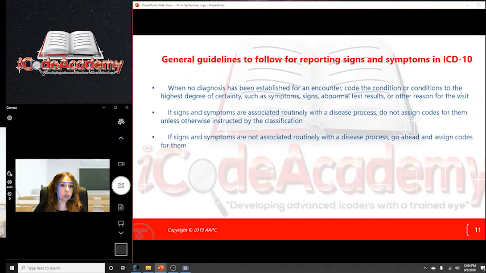So as a coder, this is where you always need to make sure that we're reading the parentheticals, such as our exclusion, our inclusion notes below the code descriptions.